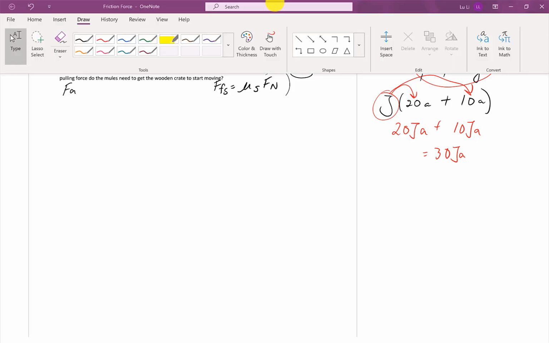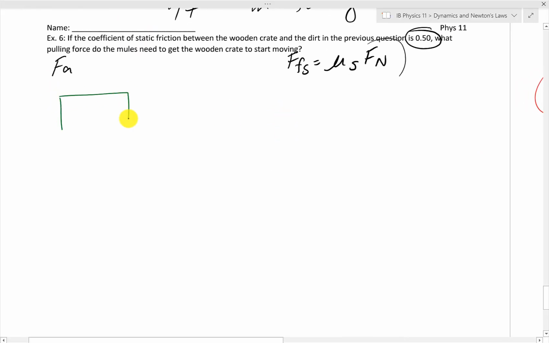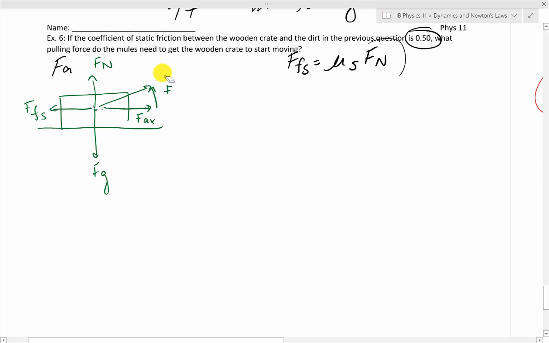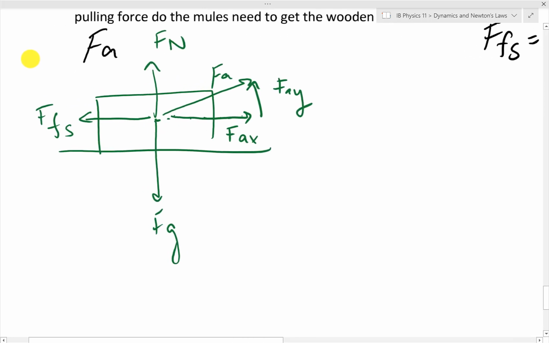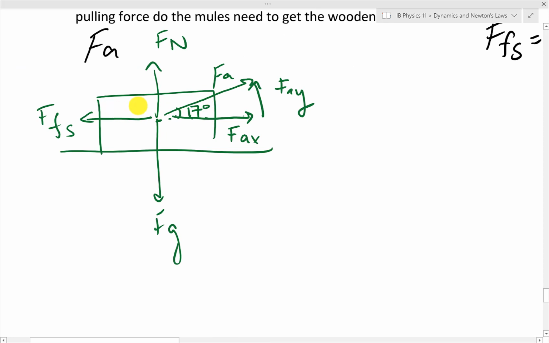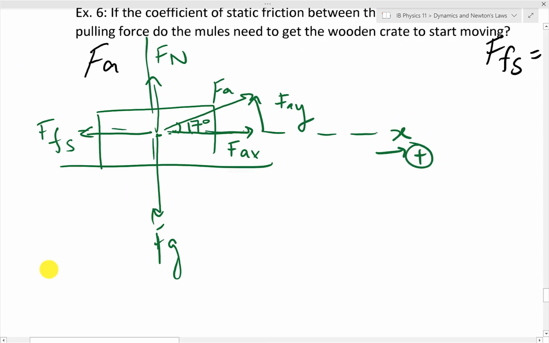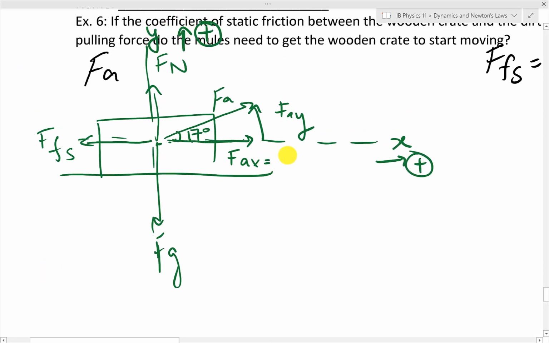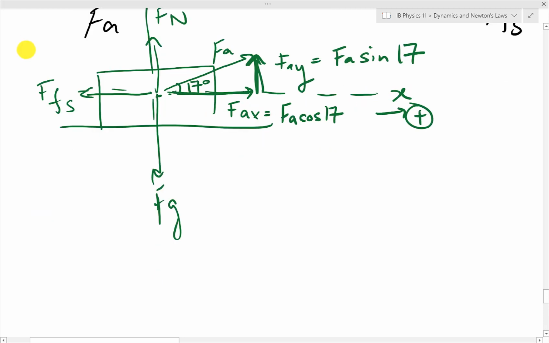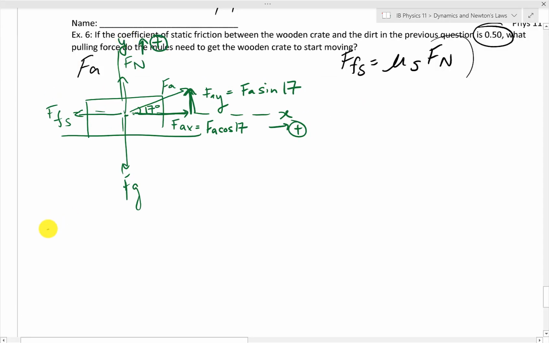Let's first start off with a free body diagram of the wooden crate. You have Fg and normal force acting in opposite directions, force of static friction backwards, and Fa at a 17-degree angle, which we need to separate into the y and x components. So here's the positive direction: forward and upward along the x and y axes. As for the components, Fax is Fa cosine 17, and Fay is Fa sine 17, just like the previous problem.